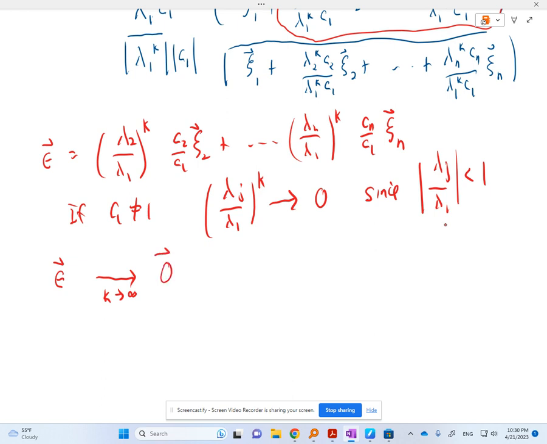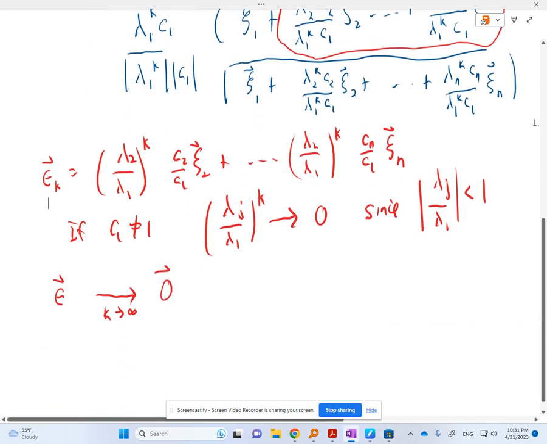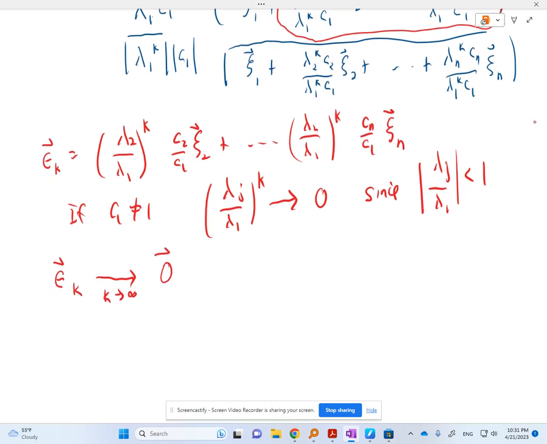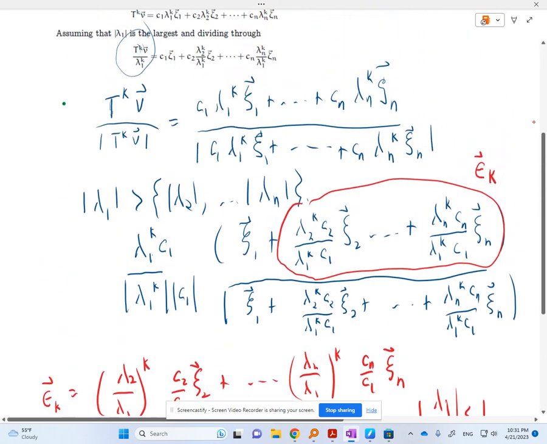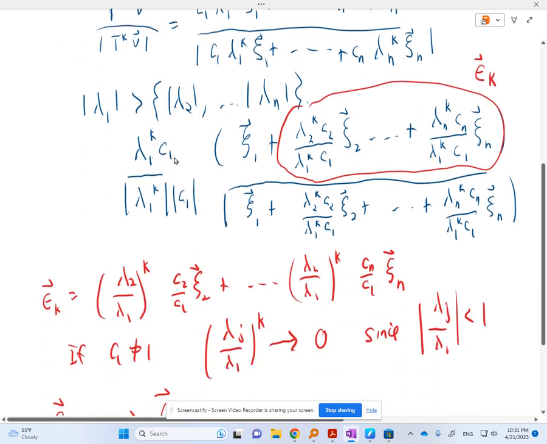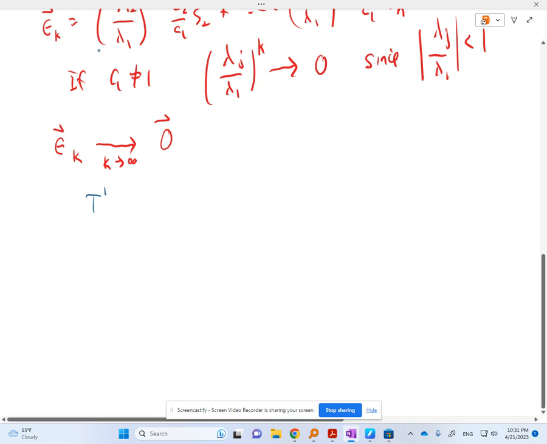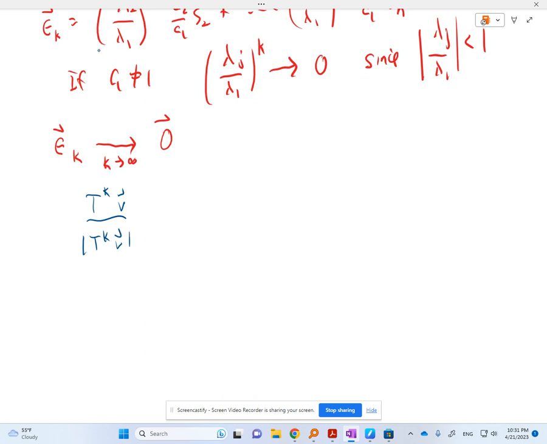Now, I'm not going to be formal about limits, but you can see intuitively that each vector here is going to 0. So that means the entire vector is going to 0. Now, in order to make this a little bit better, I'm going to put epsilon k here. So epsilon k is going to 0. So what do I have? I can rewrite this in terms of epsilon k. If you remember, this is T^k v over the norm of T^k v. So let me copy that down here.